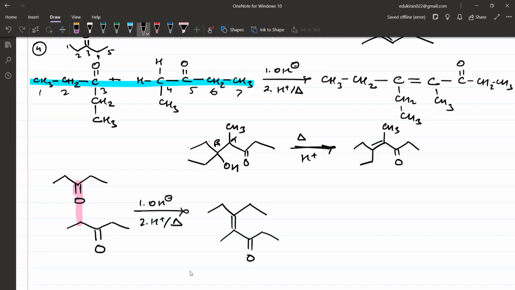दोनों सेम स्ट्रक्चर्स हैं. 1, 2, 3, 4, 5, 6 and 7. So 1, 2, third carbon atom is having double bond O. Then the fourth carbon atom is having a CH3 group. Fifth carbon, fourth and fifth is having a double bond. Fifth carbon atom is having an ethyl group.